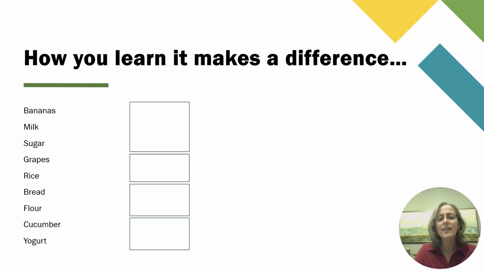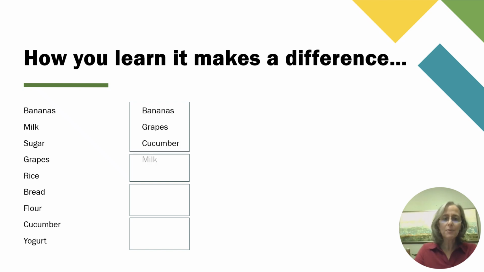All right, so here is that same example. If I just gave you a list: bananas, milk, sugar, grapes, rice, bread, flour, cucumber, yogurt, and I gave you a certain number of seconds to try to memorize that, you would be able to recall some of them. Data suggests probably about 30% of them, depending on how much time and attention and effort you spent trying to remember them, how much rehearsal you did in your head.